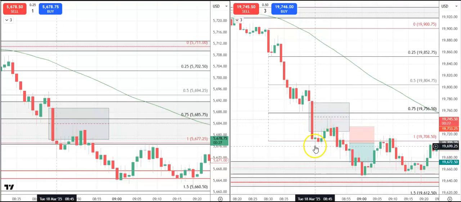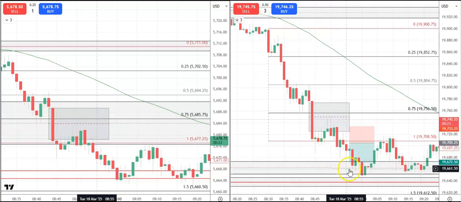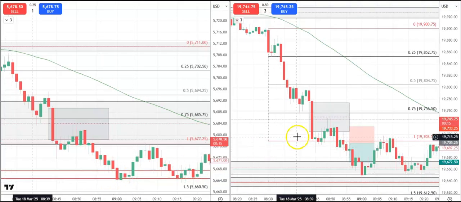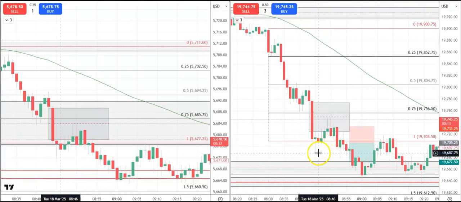So after that, I'm kind of thinking it's probably still going to keep on going a little bit lower. We got some more inefficiencies to fill in down here, some more lows down here to take on ES. So we get a close below right here, but we have not taken any liquidity, and there's not any displacement there, so I wouldn't short there.